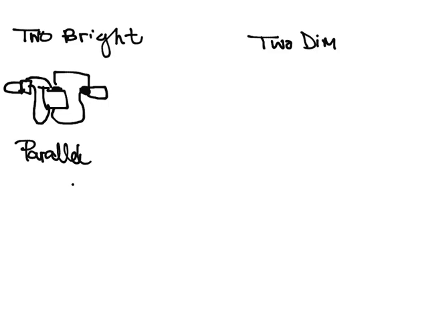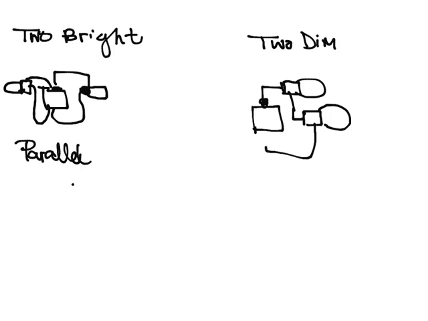On the other hand, the two dim bulbs, one was connected to the battery on one side, okay, so this is our light bulb, and then it was connected to the second light bulb, and then it was connected back to the battery. And so the two light bulbs, they kind of split the voltage between them, and that is an example of two things that are in series.